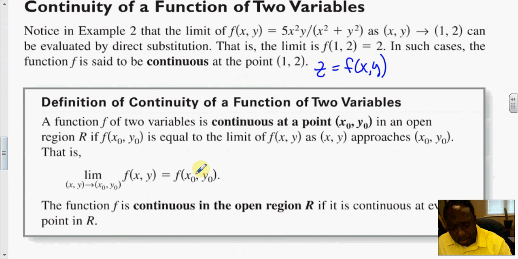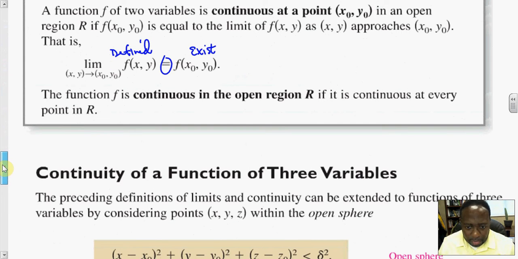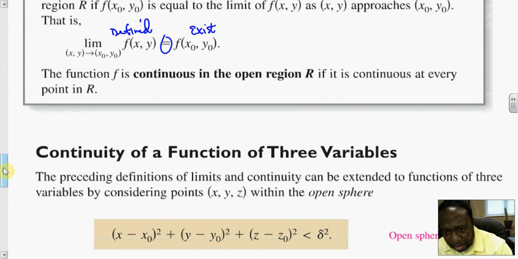And so we've got two or three things operating. That is, that f of x naught, y naught exists as a point itself, and then that this limit over here is defined, and then thirdly, we have equality. And that's how the old definition in calculus 1 is defined in three parts.